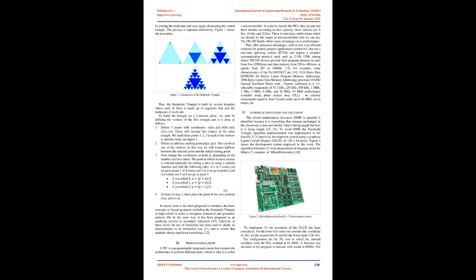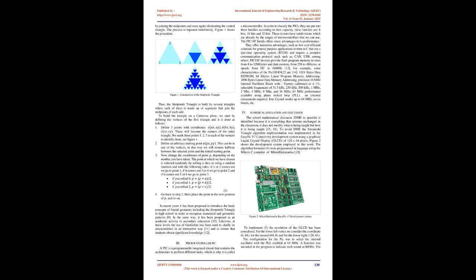Define a starting point P (Px, Py), for example Px equals x and Py equals y. This can be in one of the vertices. In this way we will remain halfway between the selected point and the initial starting point. Now change the coordinates of point P, depending on the number you have taken. The point is selected randomly by rolling a dice or using a random function, with the following rules. If 1 or 2 comes out, we go to point 1; if it comes out 3 or 4, we go to point 2; and if it comes out 5 or 6, we go to point 3.